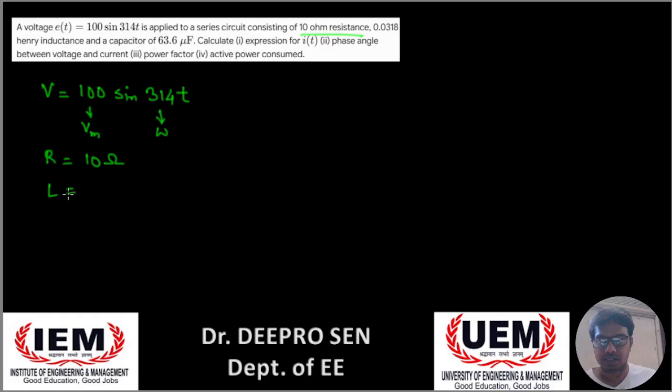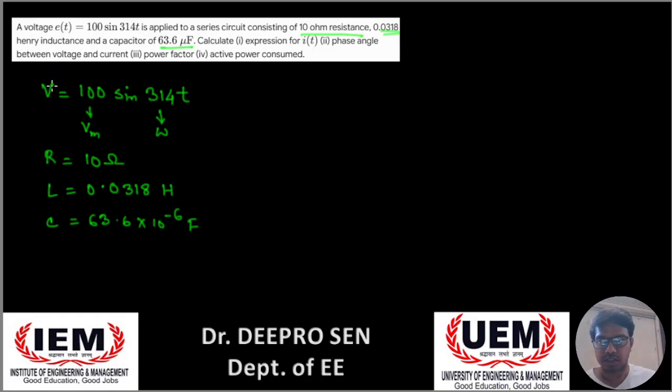L is given as 0.0318 Henry here, and C capacitance is given to be 63.6 into 10 to the power minus 6 farads. Microfarads is given. You need to calculate the expression for I.